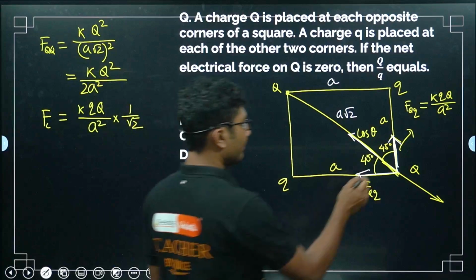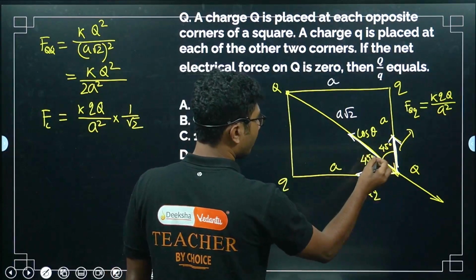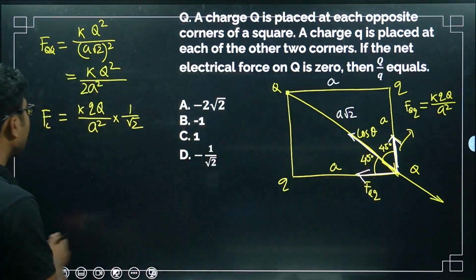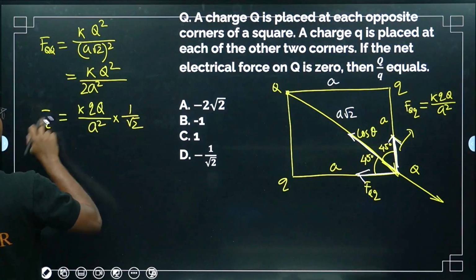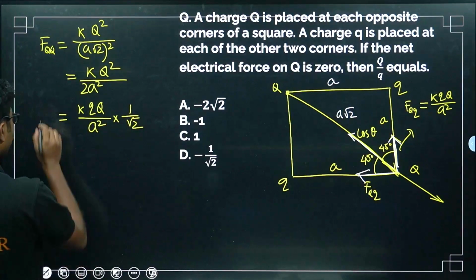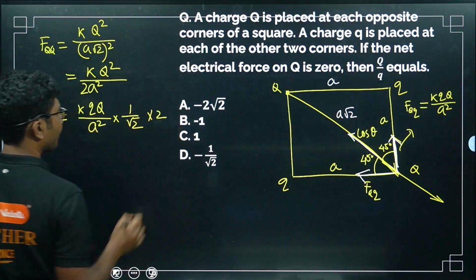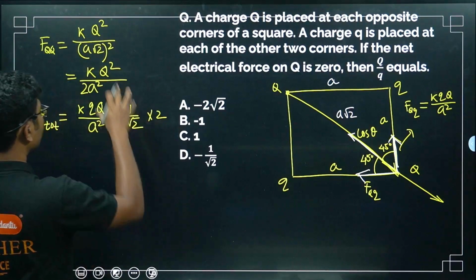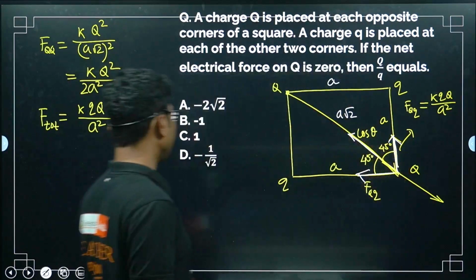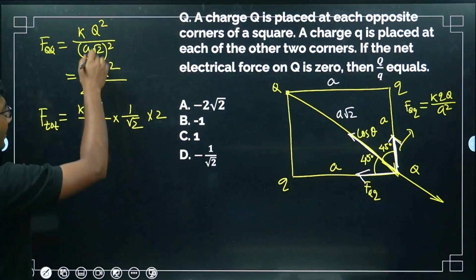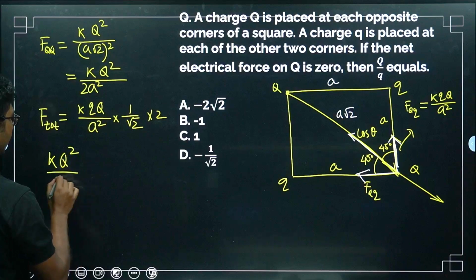Similarly, for this one there will be another force, again it will be the cos component, this is the adjacent angle. So the total force will be twice of that, times 2, right? This is the total force. Now these two forces should be equal, only then this charge will be in equilibrium, right? So we have to compare these two forces. So K capital Q square by 2A square.